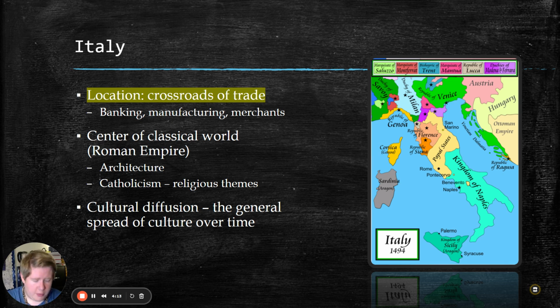Along with this is an idea known as cultural diffusion. This is the general spread of culture over time. It's like the idea that, let's say something's popular here in Carthage, and then it becomes over time popular in Webb City, Joplin. It's gradually spreading over time. It's why some things that we do here in the United States are popular in other countries. That culture has spread over the decades.